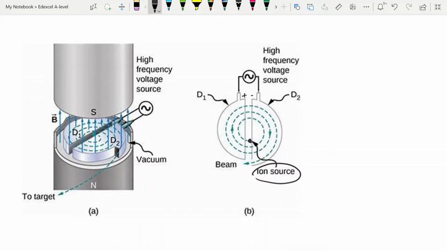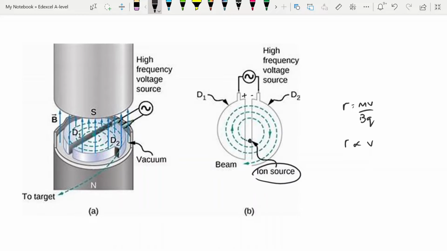The magnetic field runs through the Ds, so you can see on the picture on the left-hand side the way that the magnetic field is. So as the particle enters this D, it is curved because of the magnetic field. And remember, r is equal to mv over Bq.